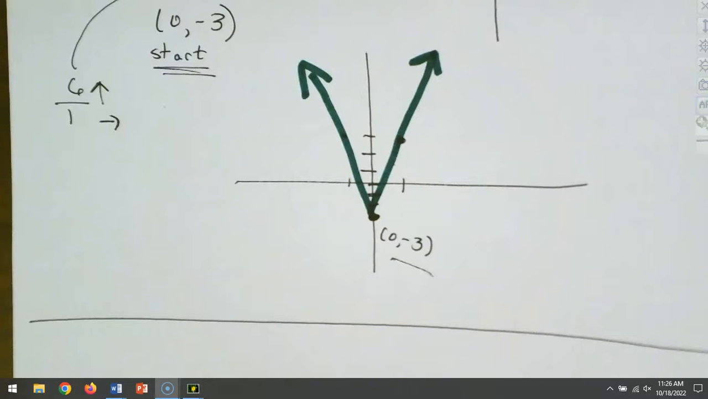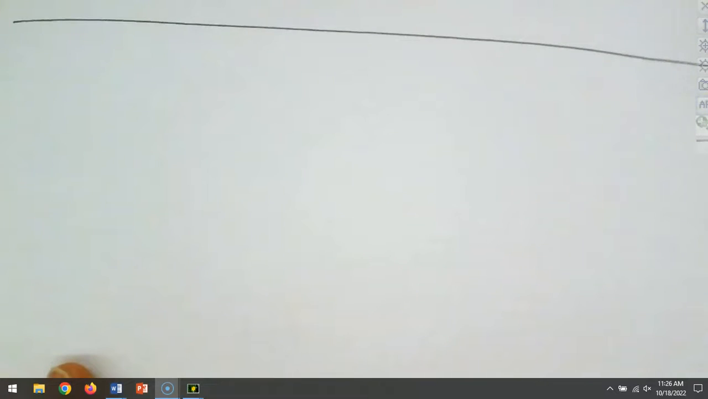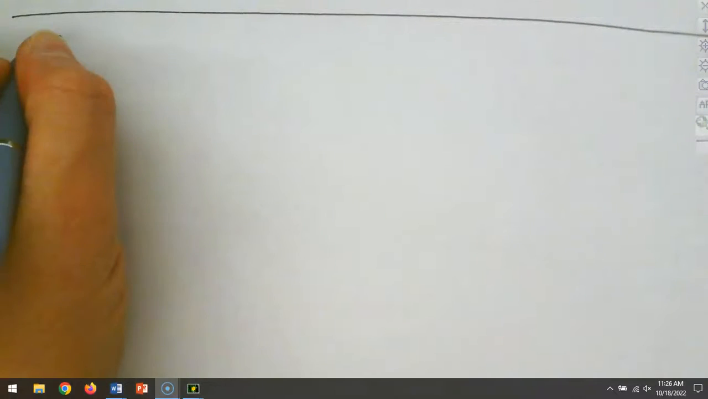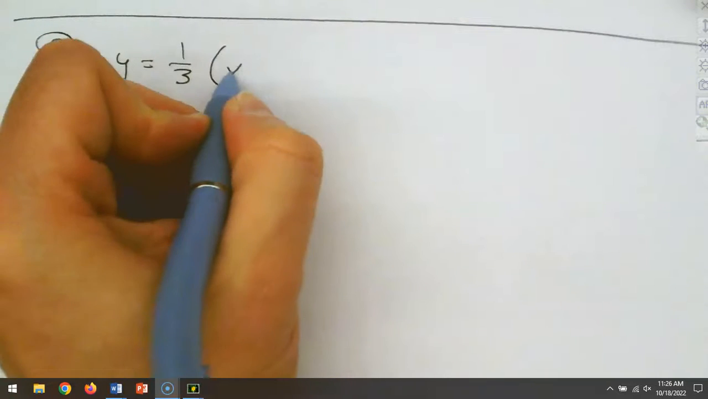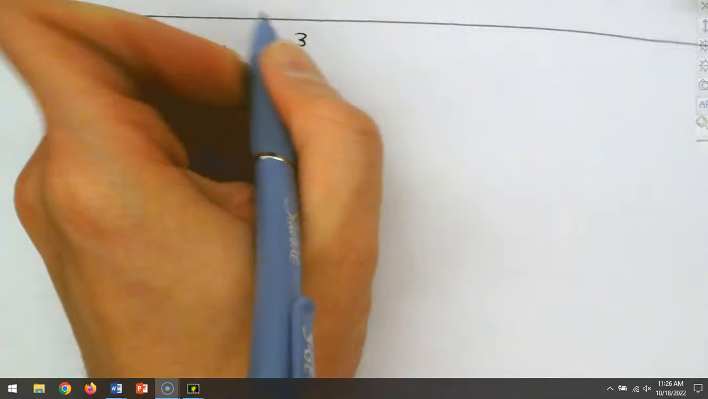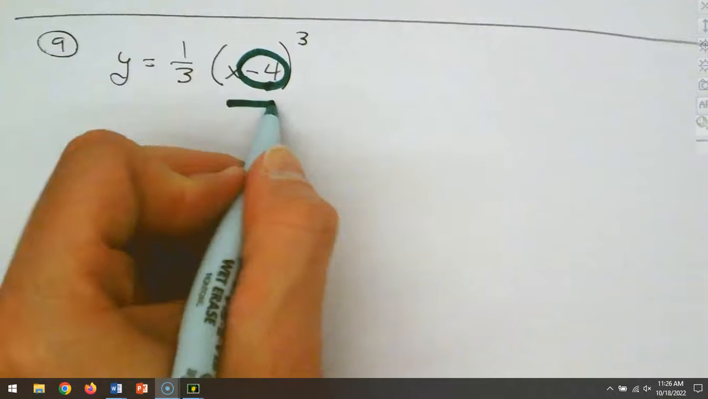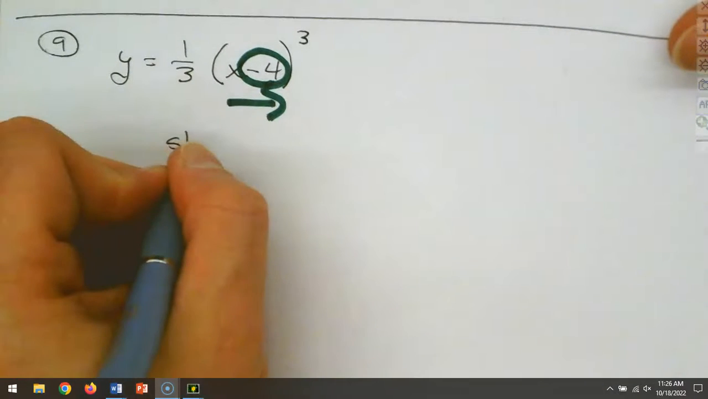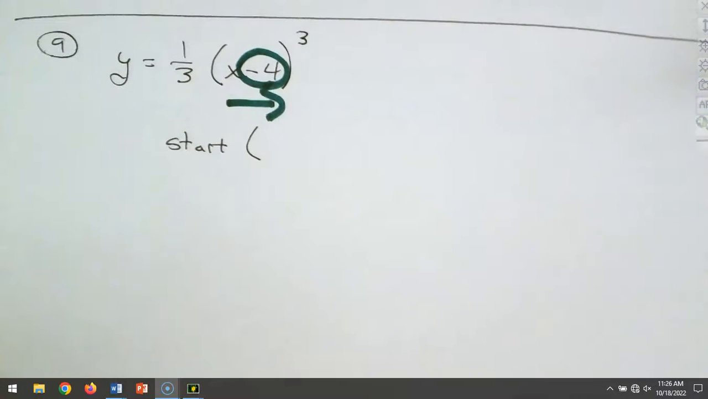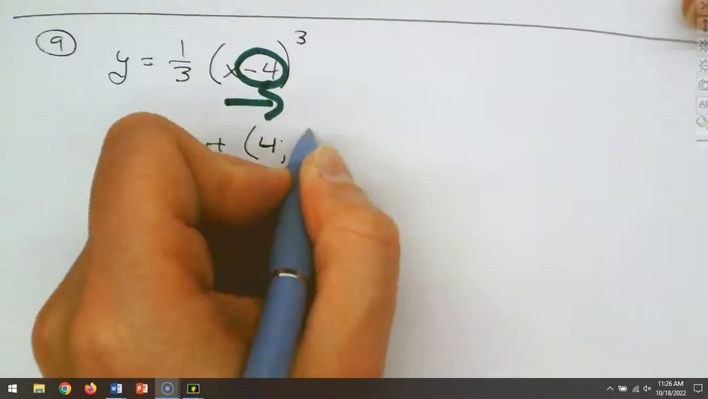Question 9. Question 9 is a cube again. Okay, so we've got y equals 1/3 (x minus 4) quantity cubed. So the 4 is inside, so that means it is moving it to the right because it's negative. So it's going to move it to the right, or forward, 4 units. So where do we start at? Yep, we're going to start at positive 4, 0.